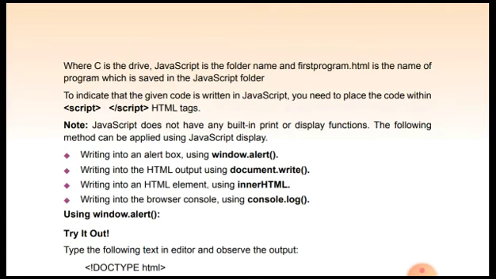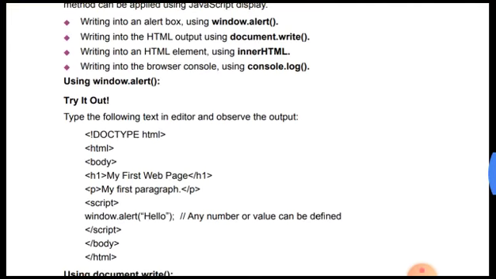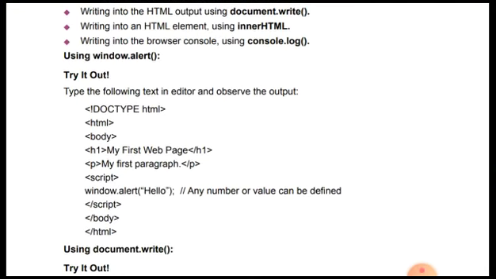Now first of all we will see how to use window.alert. We are doing the same thing as in the previous example. Here we are taking a page with an h1 heading. H1 is the heading with the biggest size. There are 6 types of headings in HTML, h1 to h6. We have given the page heading as my first web page, and then we have taken a paragraph tag.